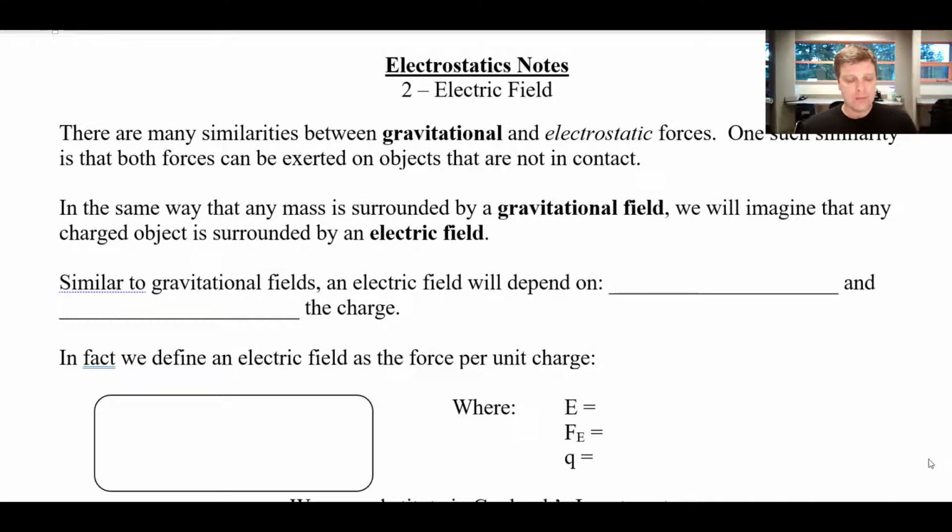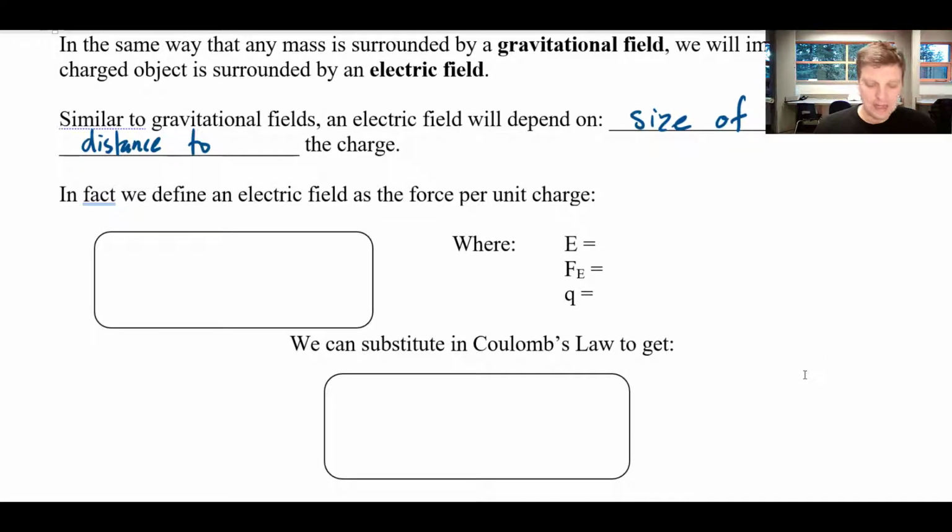And so an electrostatic field is similar to a gravitational field. It's going to depend on the size of and the distance to a charge. So the bigger a charge is and the closer you get to it, the stronger the field is going to be. Now we're going to define an electric field, and we're going to use the symbol capital E. We sometimes put a little arrow over top of the E just to remind ourselves that this E is a vector, and so it's electric field, not, for example, E for energy.